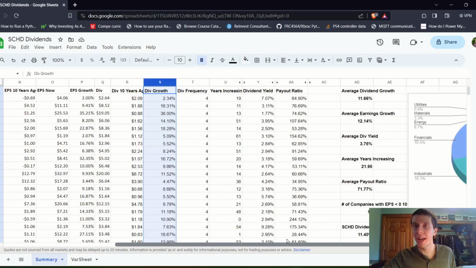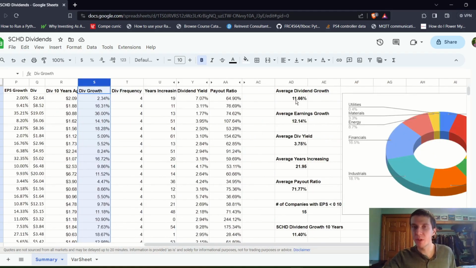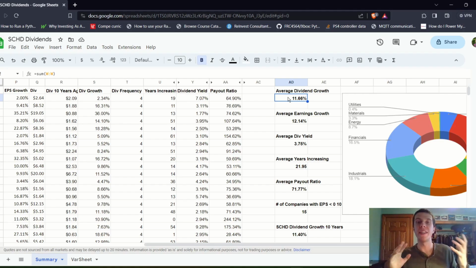And essentially what I see is that the weighted average dividend growth of all the companies in SCHD is about 11.7%. And then the weighted average earnings growth over the last 10 years of all those companies is 12.1%. So the first kind of thing that jumps out is that earnings growth is greater than the dividend growth, which means essentially that dividend growth is sustainable. It's being backed up by a growth in the underlying business, which is great for investors to see.